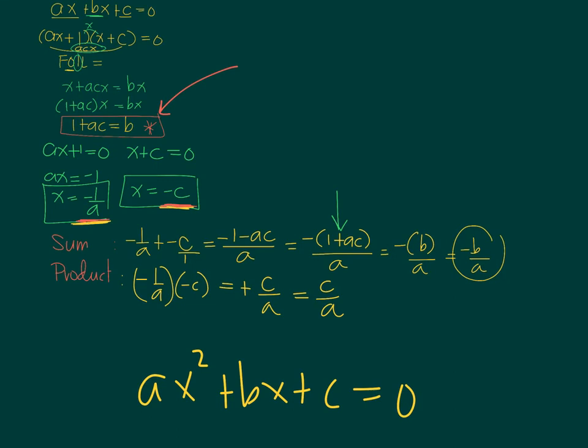Again, this is not like a test question. This is just more about understanding why we are using negative b over a and why we are using c over a. If your questions are like finding the sum of the roots and the product of the roots, you basically use these formulas and you can find those values. Okay, that's it.